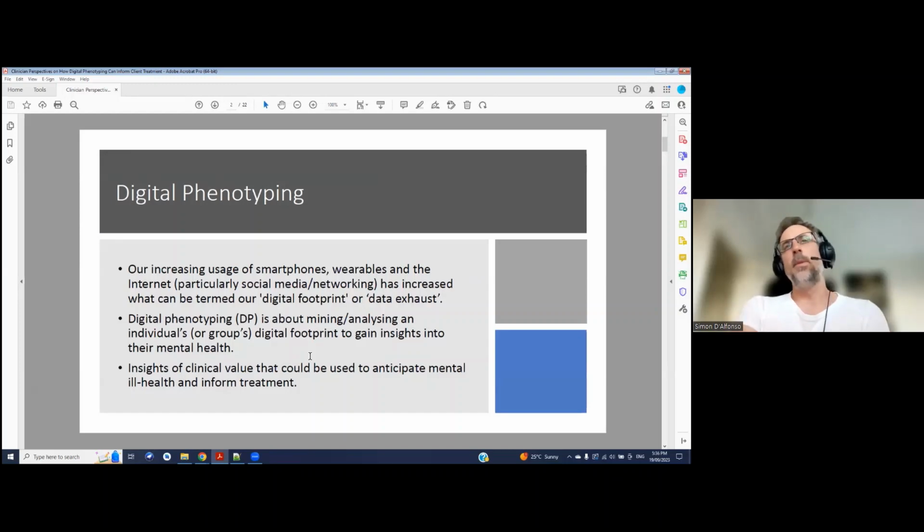And digital phenotyping is about mining and analyzing an individual's, or groups for that matter, digital footprint to gain insights into their mental health. And these insights are insights of clinical value that could be used to anticipate mental ill health and inform treatment. So more broadly, we can have this digital phenotyping stuff in relation to human behavior generally, but we can also use it for clinical mental health applications potentially.